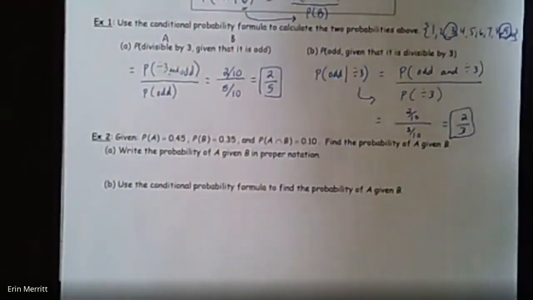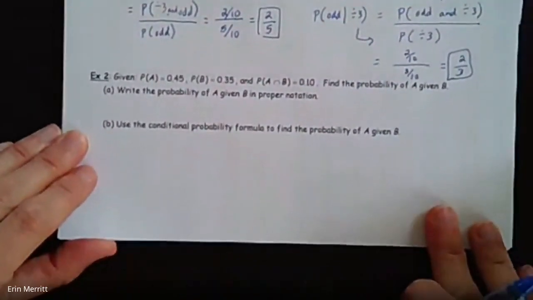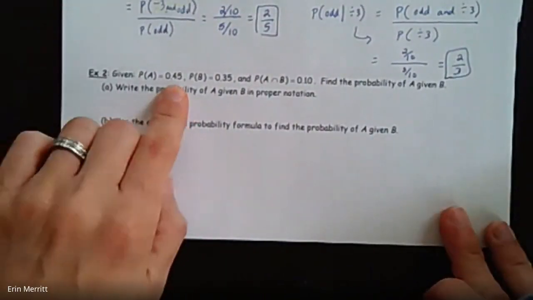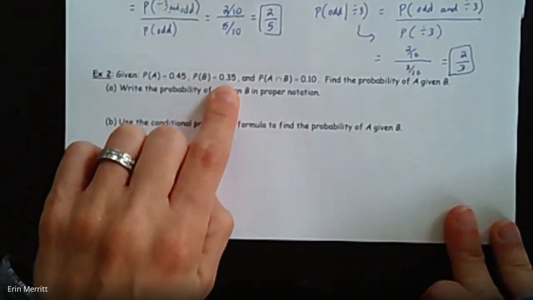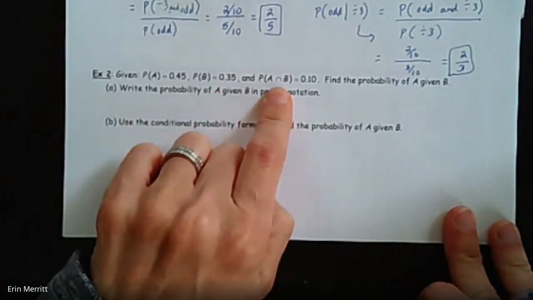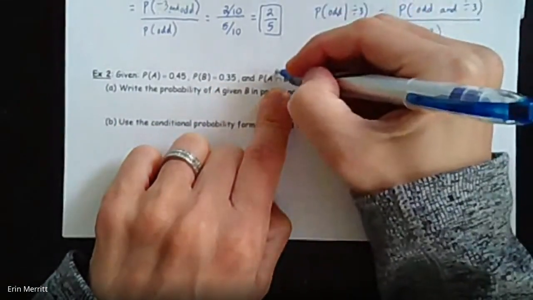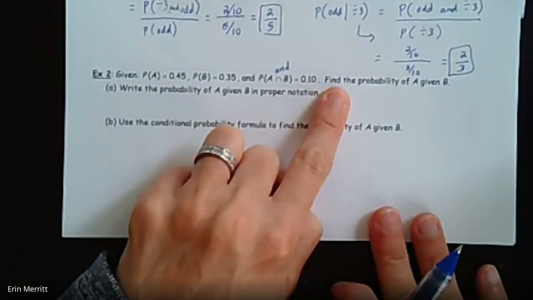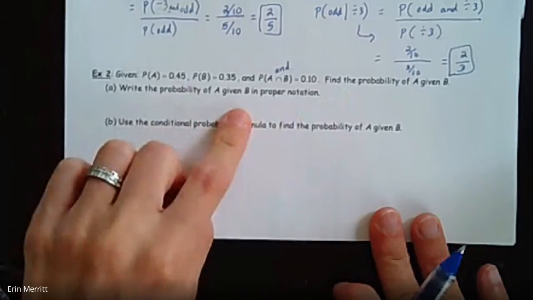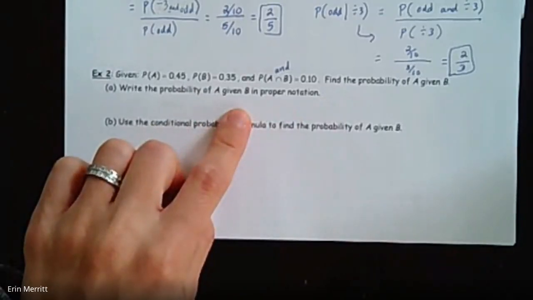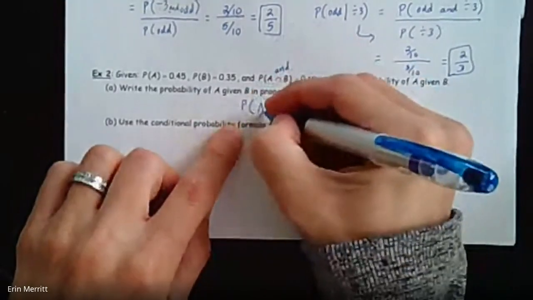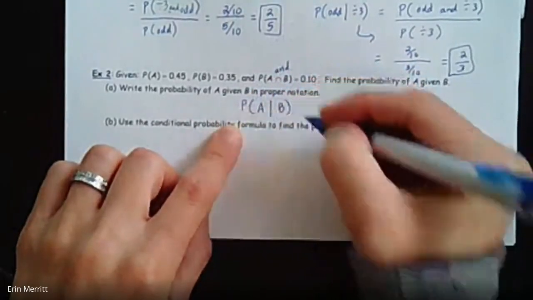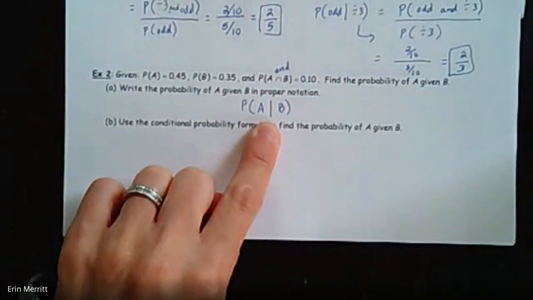So when I slide on up here, it says we got the probability of some generic thing A is 0.45. Probability of B is 0.35. The probability of A and B, or A intersect B, is 0.10. Find the probability of A given B. So first, it's just saying write it in proper notation. The proper notation is the probability of A given B, so you're using that vertical line right here.